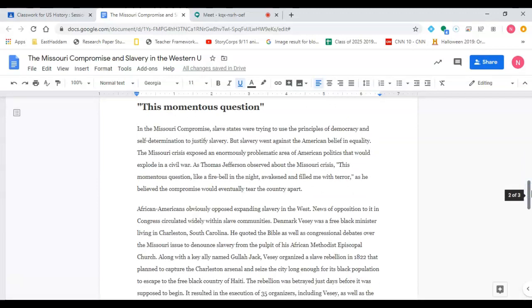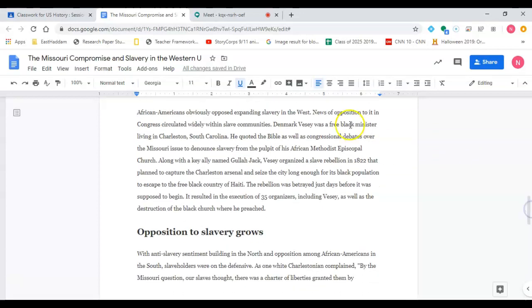This momentous question. In the Missouri Compromise, slave states were trying to use the principles of democracy and self-determination to justify slavery. But slavery went against the American belief in equality. The Missouri Crisis exposed an enormous problematic area of American politics and would explode in the Civil War. As Thomas Jefferson observed about the Missouri Crisis, this momentous question, like a fire bell in the night, awakened and filled me with terror, as he believed the compromise would eventually tear the country apart.